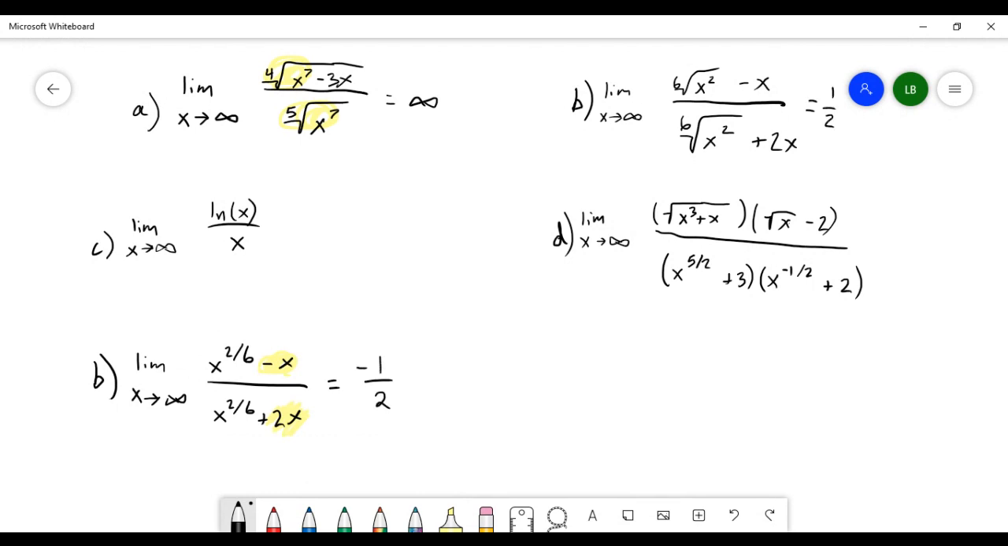That's a bit trickier. Just make sure you're identifying the largest terms on top and bottom, because they're not always going to be written at the front.